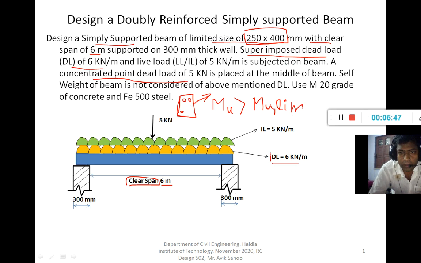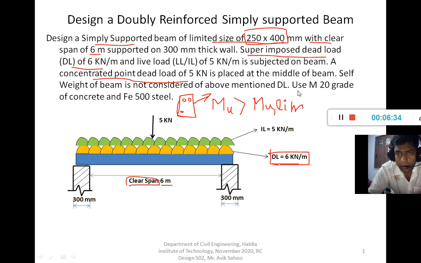And here the weight of the beam is not considered in the given dead load. You know that the weight of the beam is treated as dead load because it is a permanent load. So the concentrated point dead load is 5 kilonewton applied at the middle of the beam, and the self weight of the beam is not considered in the above mentioned dead load. It means you have to calculate the self weight of the beam and add this load to the dead load.